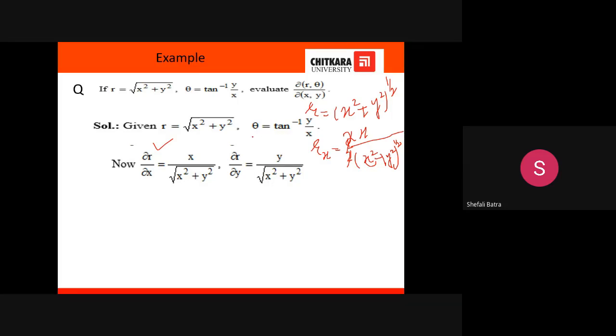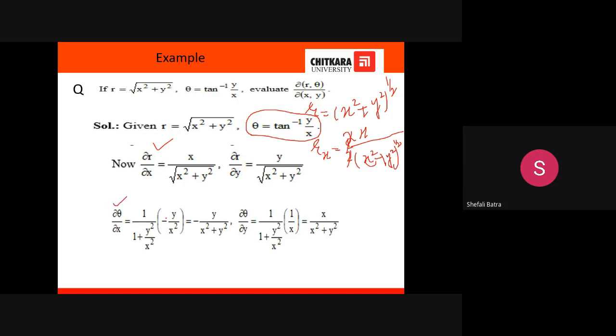Now theta is equal to tan inverse y by x, we have evaluated this in the previous question, I think. ∂theta/∂x and ∂theta/∂y: so ∂theta/∂x is minus y upon x square plus y square, and ∂theta/∂y is x upon x square plus y square. Theta is tan inverse y by x, so 1 upon 1 plus y square upon x square into the derivative of y by x with respect to x, minus y upon x square. So after simplification, you'll be getting this. And similarly, you can find this.